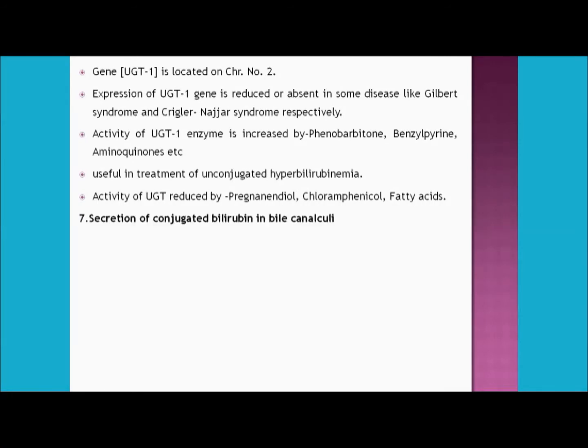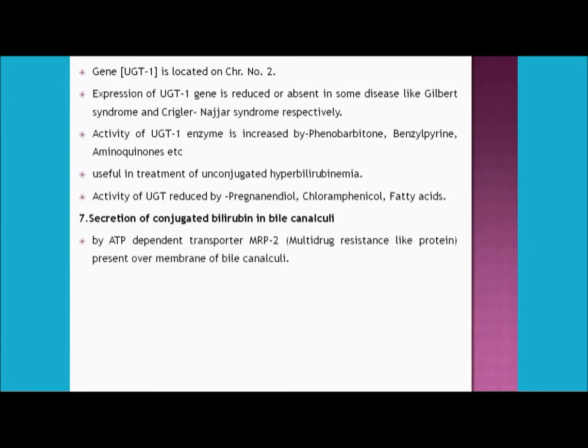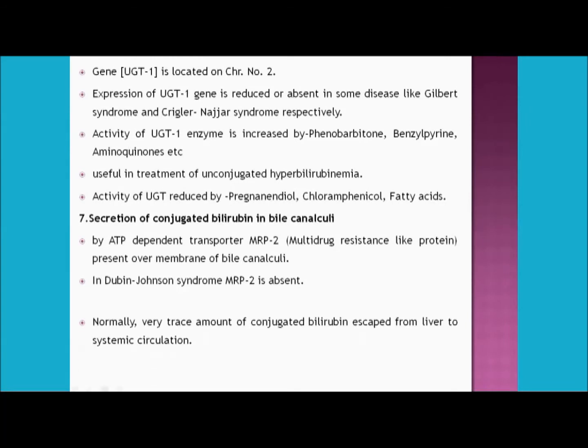Now the next step is the secretion of the conjugated bilirubin into the bile canaliculi. So what is actually happening in that process? See, this secretion is helped by an ATP dependent transporter, that is MRP2. The MRP2 transporter is nothing but the multidrug resistance-like protein type 2, which is present over the membrane of the bile canaliculi, right? In Dubin-Johnson syndrome MRP2 is absent.